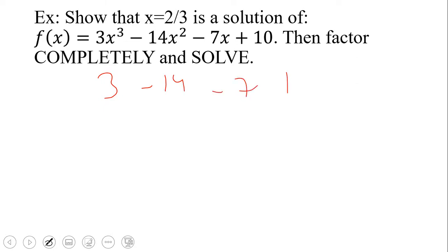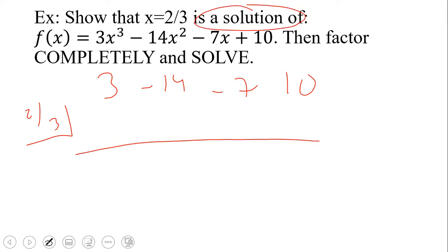So again, starting off with my coefficients, no need for any placeholders, but always be on the lookout. The fact that x equals 2/3 is a solution means that this should divide in evenly. Again, if it doesn't, you're in trouble. So even though there's a fraction, you just have to be extra careful here. If you're extra careful, you're going to go ahead and bring down the 3.